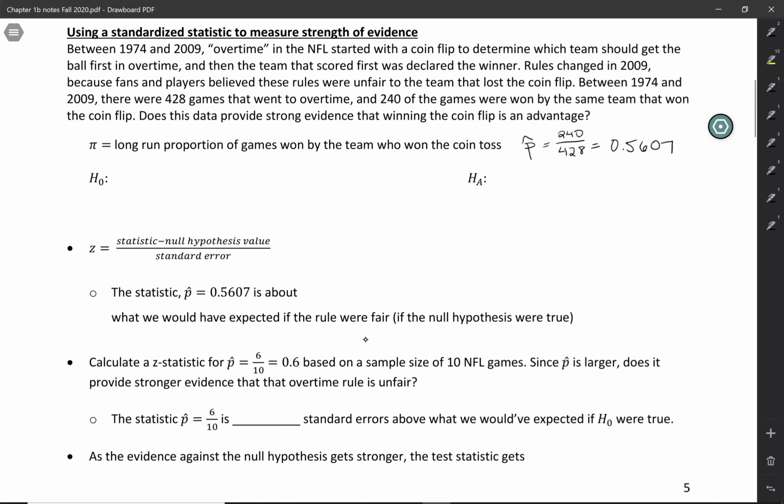So I'm curious what your intuition is. Do you think that this is going to provide strong evidence that winning the coin flip is an advantage? What do you think?